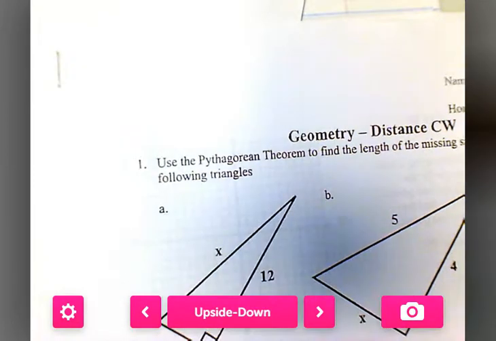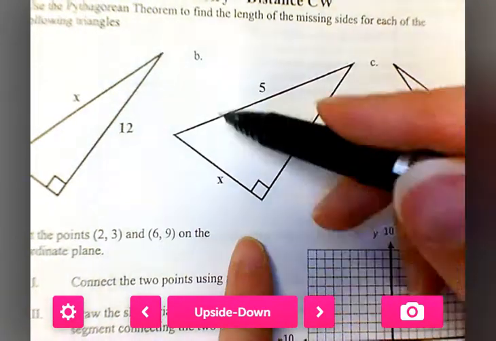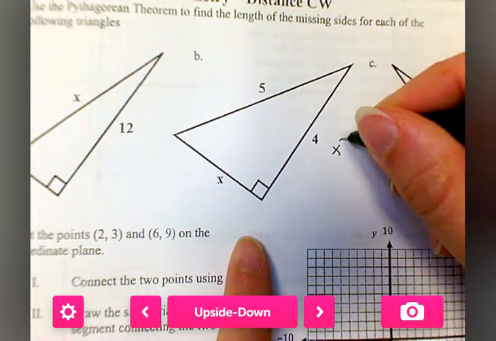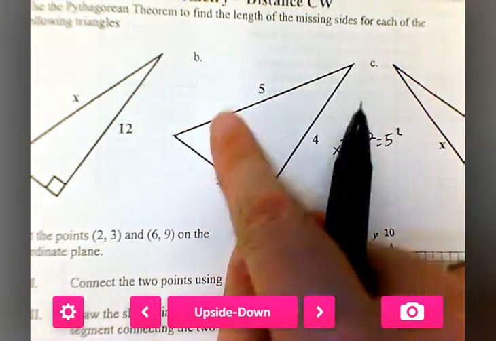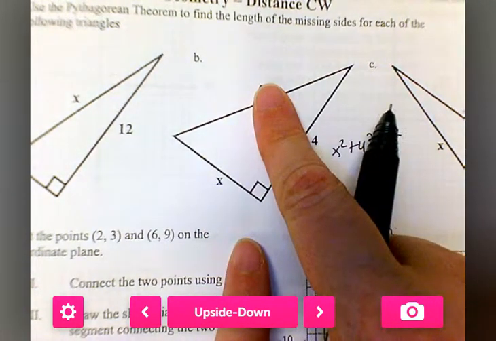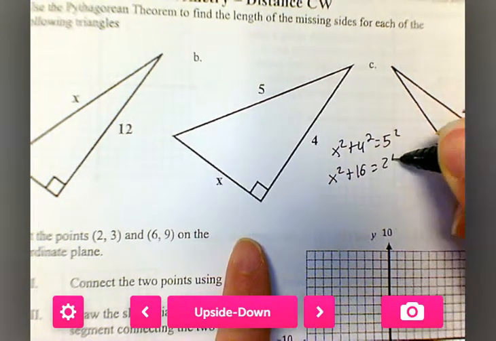So up here, we've got a bunch of cases of Pythagorean theorem. I'm just going to do this one real quick. We've got x squared plus 4 squared equals 5 squared, right? Because 5 is my hypotenuse. We agree? Okay. So we get x squared plus 16 equals 25.